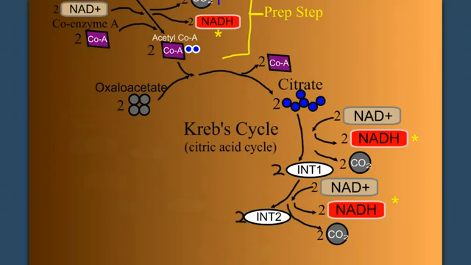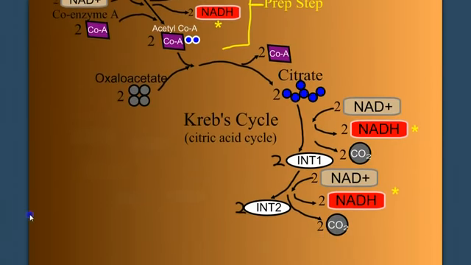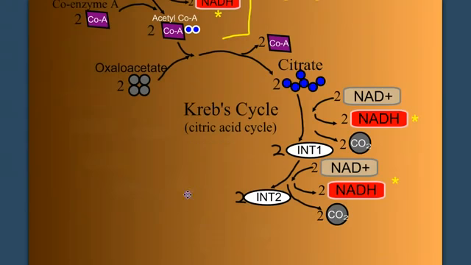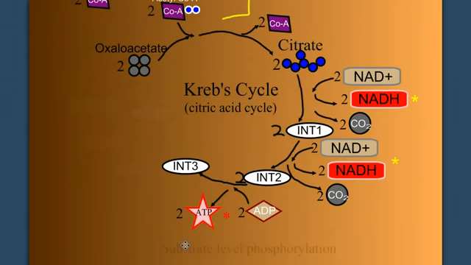Now let's not forget the point of what we're trying to do. We're trying to make ATP, and so far we've not made any. In this next change, intermediate 2 becomes intermediate 3, and in doing so we do make our first 2 ATP. 2 intermediates to make 2 ATP, and we do this by substrate level phosphorylation.